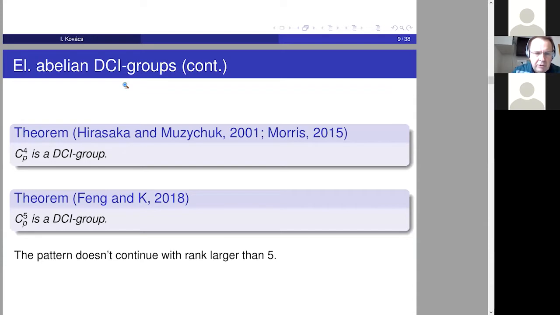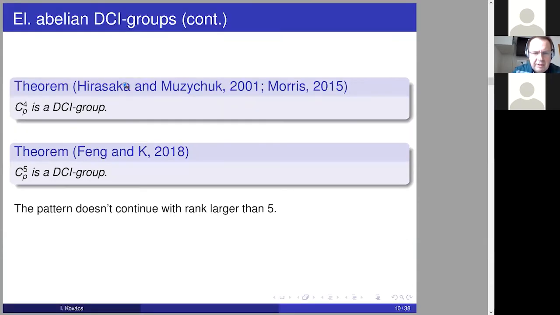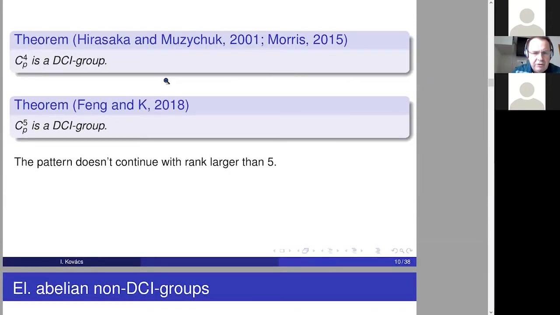Then for rank 4, Mitsugu Hirasaka and Misha Muzychuk, using Schur rings, managed to prove that the elementary abelian group Cp to the 4 is DCI. And again, later, using permutation group theoretical techniques, Joy Morris found another proof and published it in 2015. And quite recently, Yan-Quan Feng and myself proved that the elementary abelian group of rank 5 is DCI.